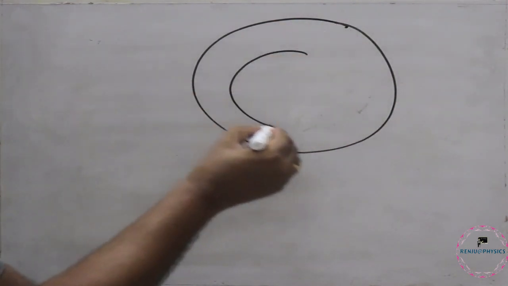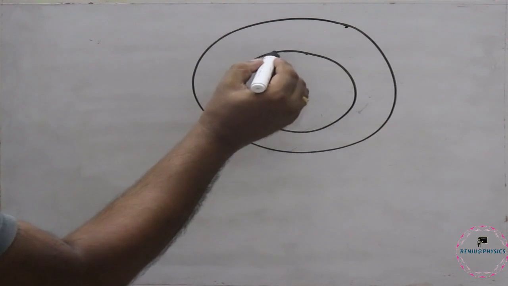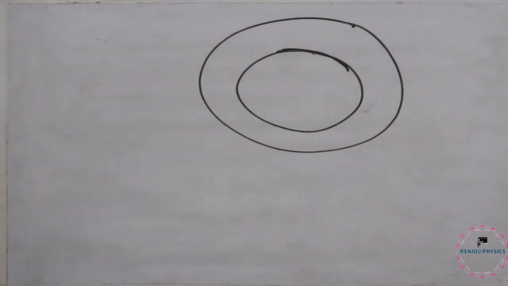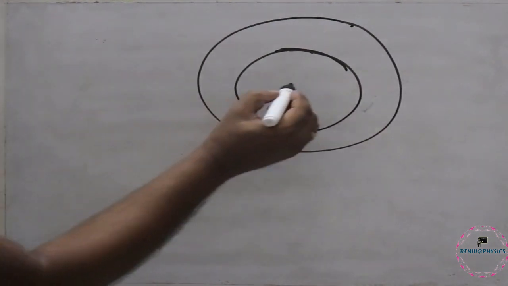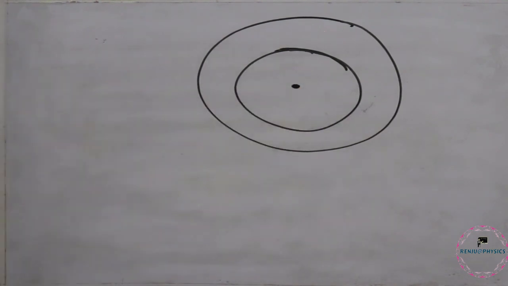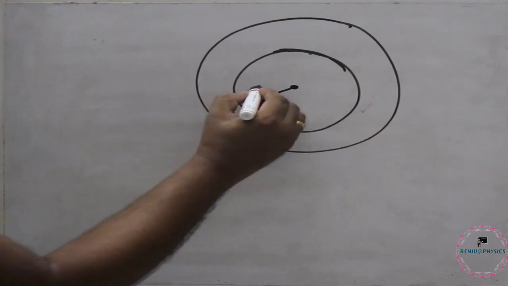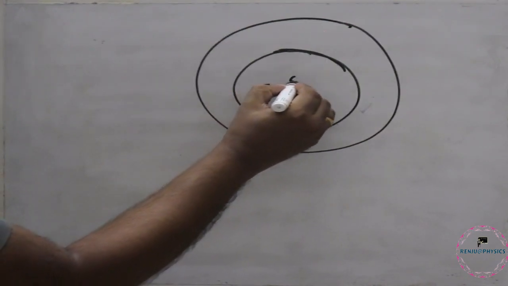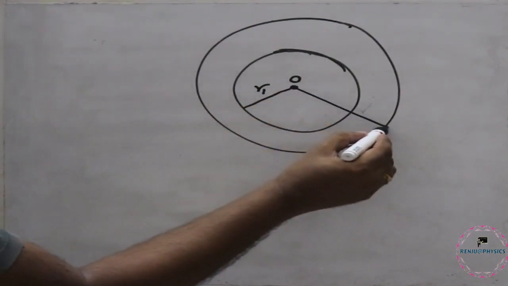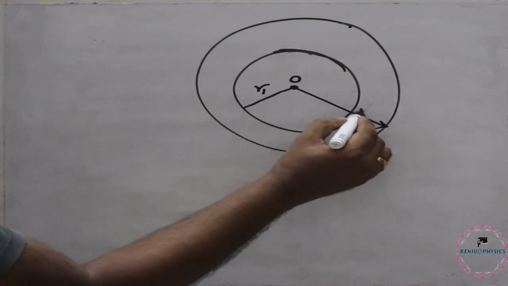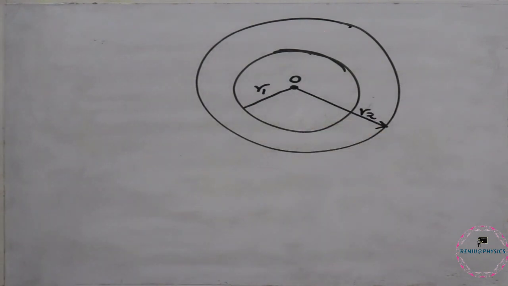Okay. So this is the inner surface of a spherical shell, and this is the center of the spherical shell. For the smaller, inner surface, I consider R1 as the radius. For the outer surface, the radius is R2.